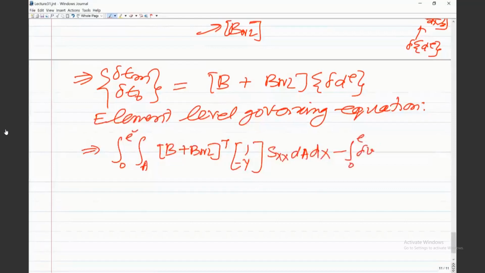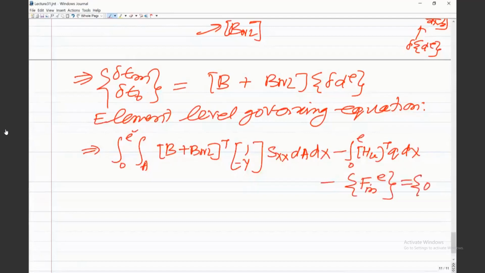Now if you look at the V term, let us write the corresponding interpolation as H V transpose into q dx, and then you have minus the internal load vector. I am just writing that as F1E, which would consist of axial force, shear force and bending moment at the two nodes. That would be the internal force, and this will be equal to a null vector. So this is going to be the element level governing equation.